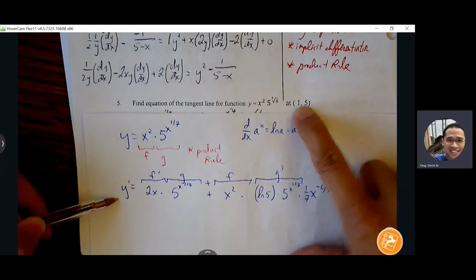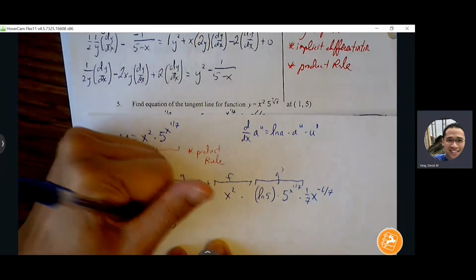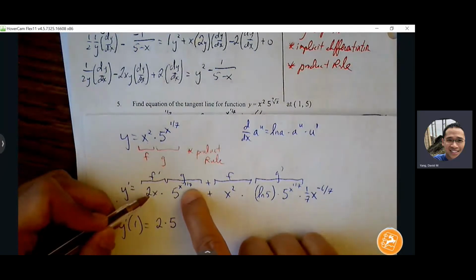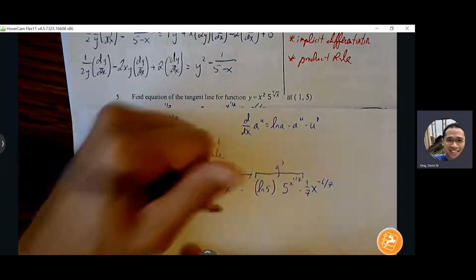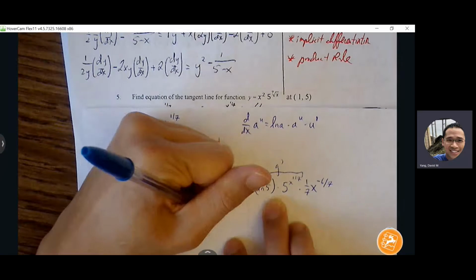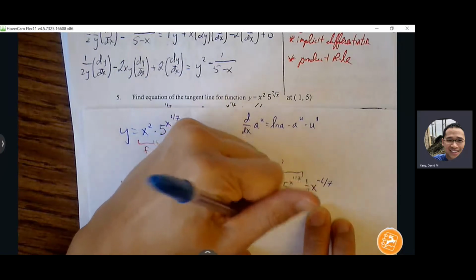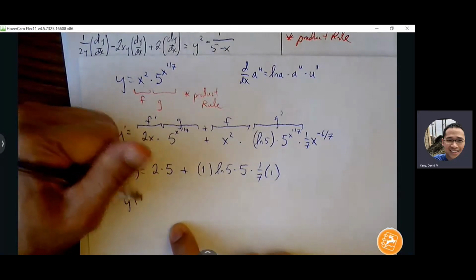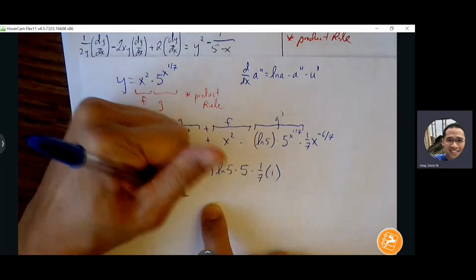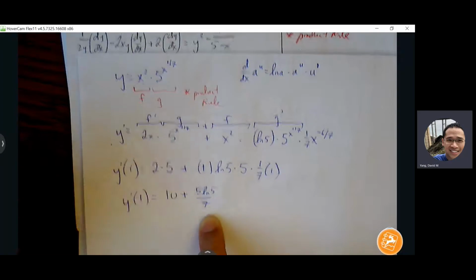We need to get to the slope. To get to the slope, we're going to evaluate this derivative at 1. So plug 1 in for all the x's. The nice thing is that 1 will just make things a lot cleaner. 2 times 1, 5 to the first power is still 5, so 2 times 5, plus 1 times natural log of 5 times 5 to the 1 times 1/7 times 1. Okay, still a little bit longer than what we expect from a slope, but cleaner than before. So there's our slope.